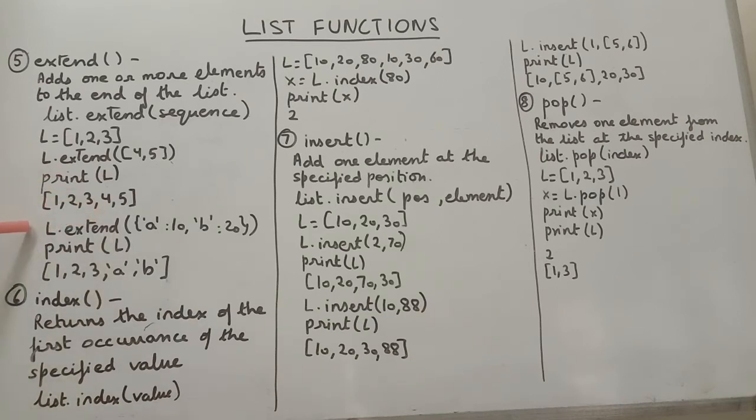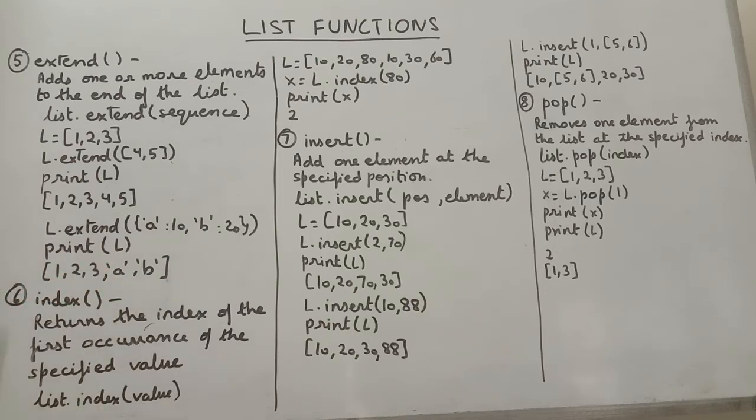Another example is L.extend, where I have provided the sequence as a dictionary. When we provide the sequence as a dictionary, the keys of the dictionary are added to the list. So the resultant list is 1, 2, 3, and then A, B. These are the keys, so these will be added.